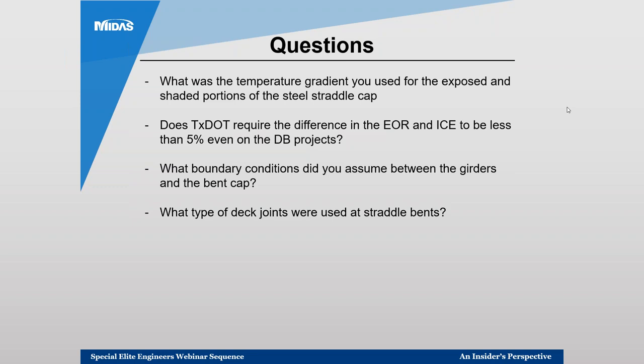On typical design build projects, TxDOT does not have any independent design requirements, but those requirements are only on the design build projects. And their guideline is, as I said earlier, if the difference is more than 5%, they want both the designers to hash out those differences and agree on the design approach to bring both the designs within 5%.